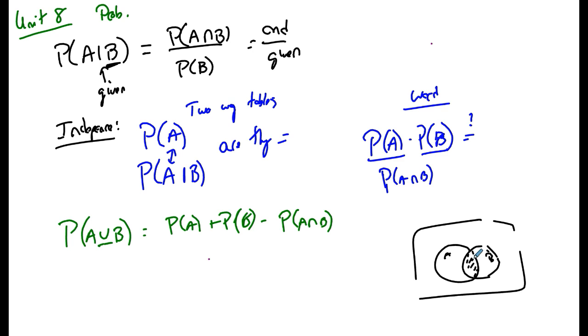So we need to know our conditional probabilities, we need to know independence, and you need to know how to work with the OR formula. That's all there is to probability, which is a fantastic thing because it's hard enough as it is. Let's just keep it to these three ideas.